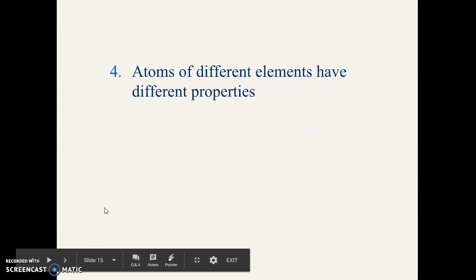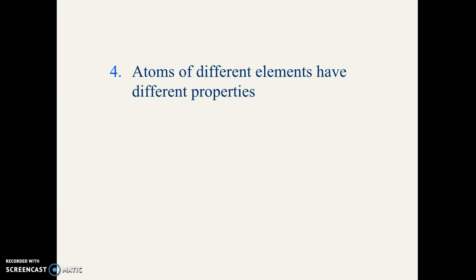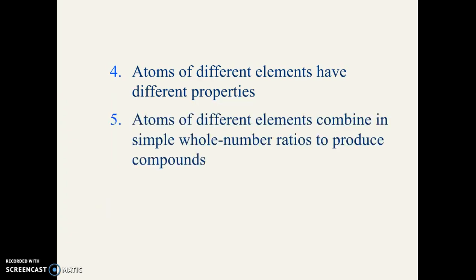Number 4, atoms of different elements have different properties. Well, that would make sense. Each of the elements listed on the periodic table is going to have its own chemical and physical properties. Number 5, atoms of different elements combine in simple whole number ratios to produce compounds. That's how we make formulas.